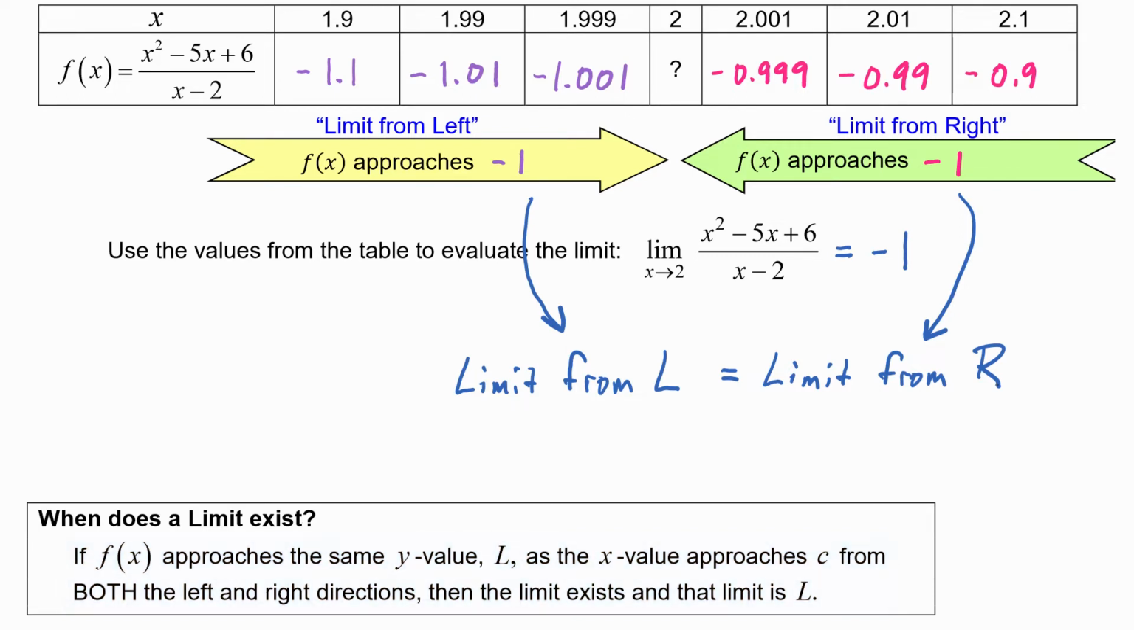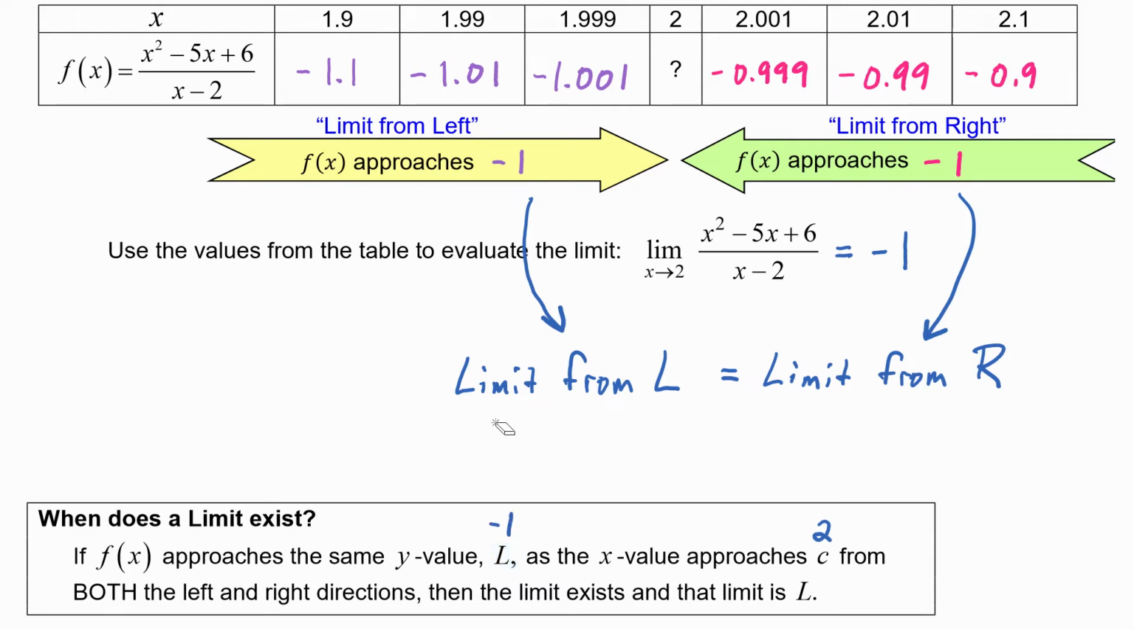So relating that to our example that we just did, c is equal to 2. We were approaching 2 from the left and the right-hand sides. And from both sides, f of x approached negative 1. Whether we were coming in from the left of 2 or coming in from the right of 2, the y value was always approaching negative 1. So in our case, L was negative 1.